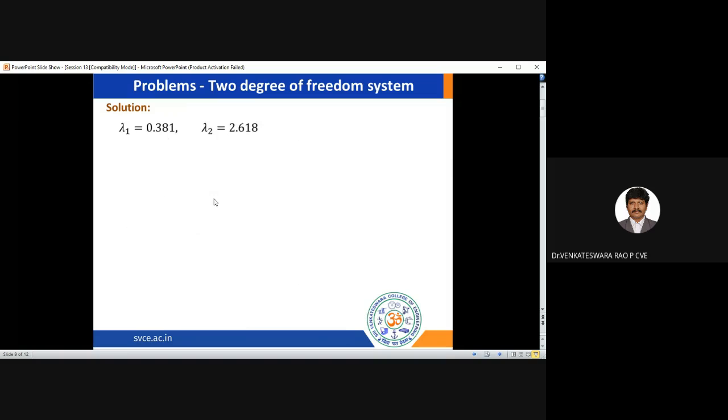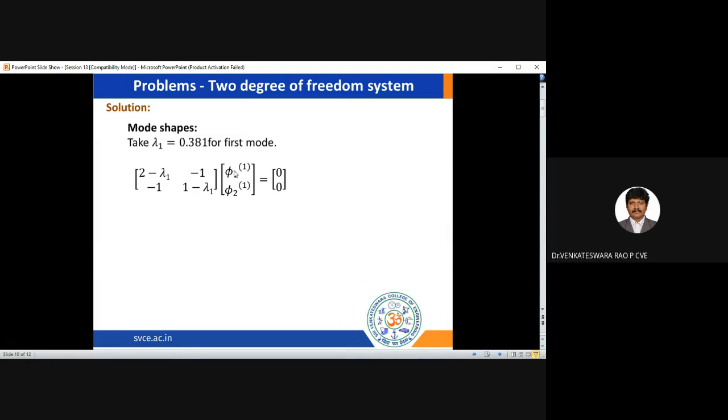Into phi 1, phi 2 we have to put. You see that, phi 1 and phi 2. These are all the modes actually. Since I'm using only the first lambda, for both phi 1 and phi 2 we write in the brackets the 1, which represents the first mode of vibration, equal to 0, 0. Now we can substitute here 0.381 in 2 minus lambda 1, and we get 1.619, minus 1, and 1 minus lambda 1, 0.381, is 0.619. As such, phi 1 and phi 2 is equal to 0, 0.